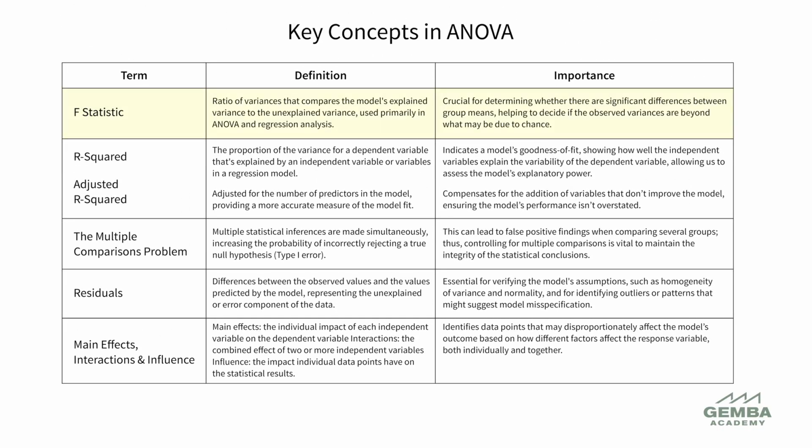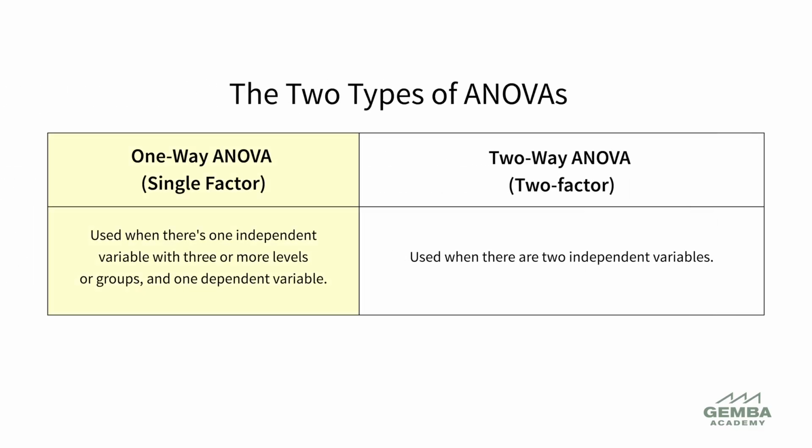In order to conduct an ANOVA, it's important to study and be familiar with 5 key statistical concepts. These are the F-statistic, R squared and adjusted R squared, the multiple comparisons problem and post-hoc tests, residuals, and main effects and interactions. There are 2 types of ANOVA tests, the single factor, or one-way ANOVA, and the two-factor, or two-way ANOVA. We use the one-way or single-factor ANOVA when there's one independent variable with 3 or more levels or groups and one dependent variable.